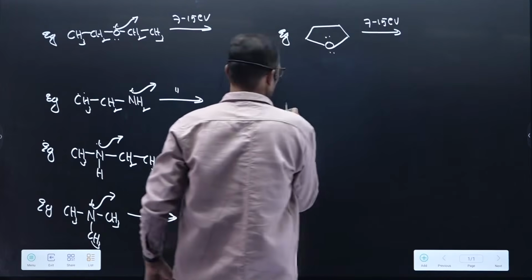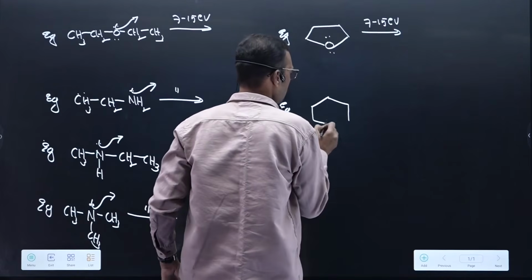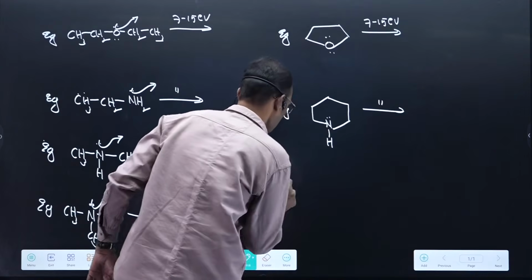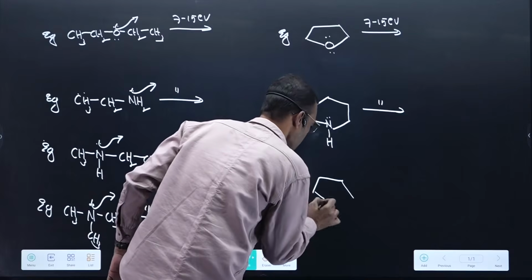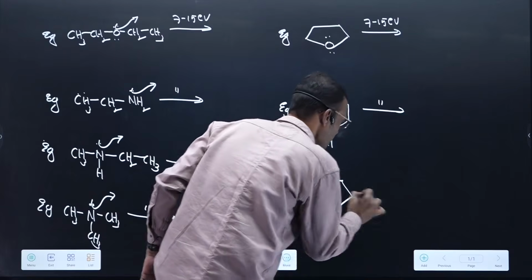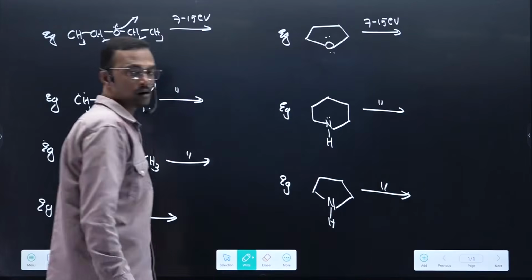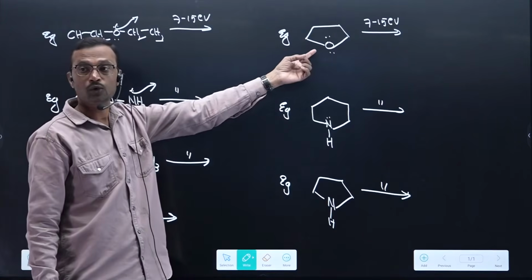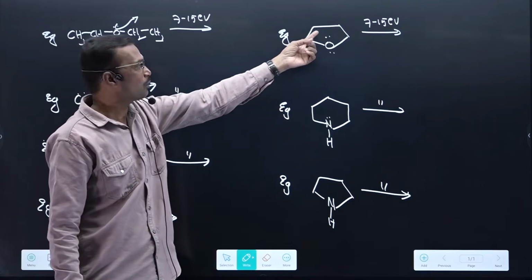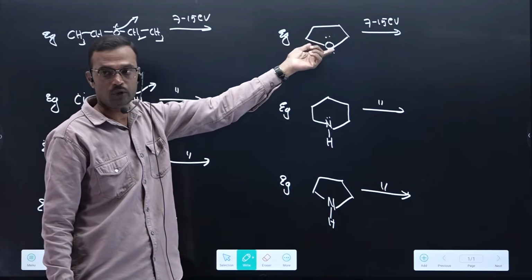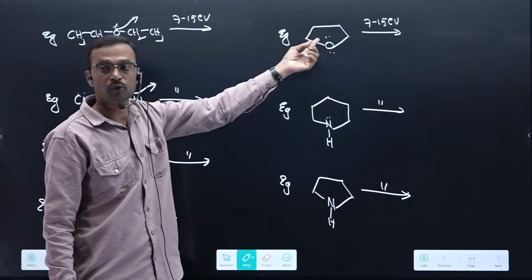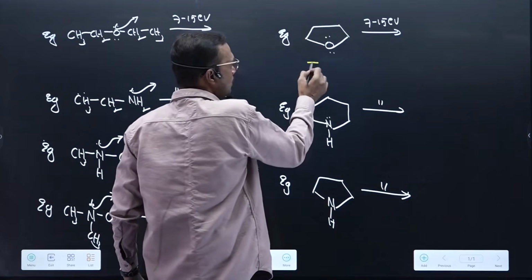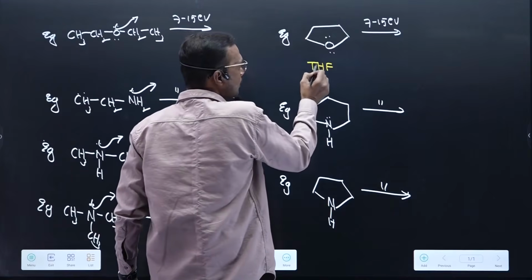So where will you remove the electron? From oxygen. What is the name of these heterocycle rings? Tetrahydrofuran. If I write double bonds here, that becomes furan. It is a reduction product of furan, also called THF. So the universal organic solvent is THF, tetrahydrofuran.